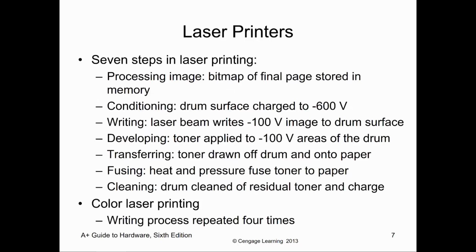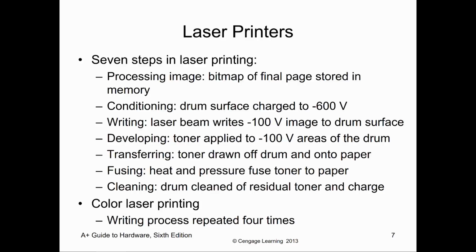The major 7 steps for laser printing, and this one is important because it's very commonly tested on. The first one is called processing image. A bitmap of a final page is stored in memory on the printer. The conditioning phase will change the drum surface to a negative 600 volt charge.